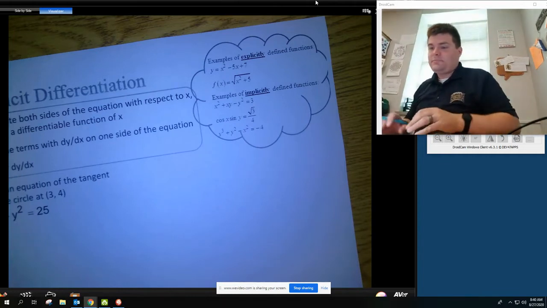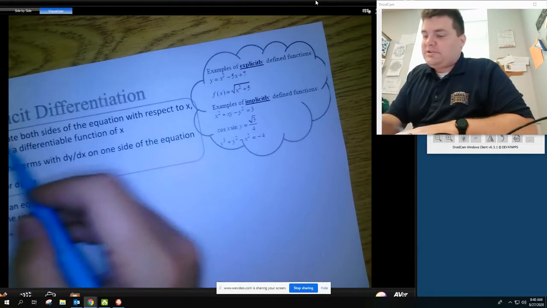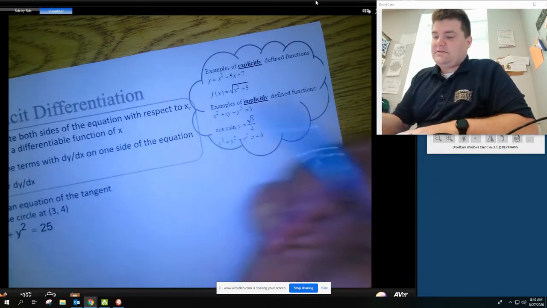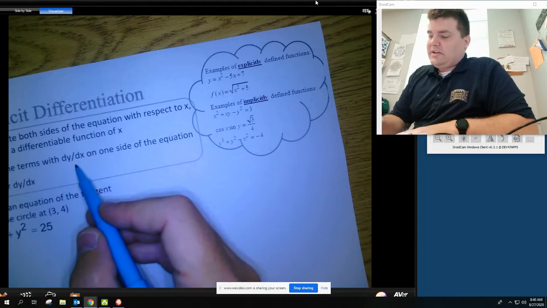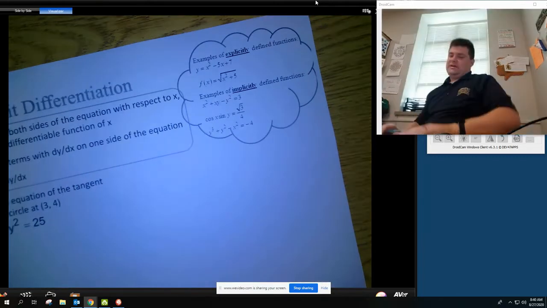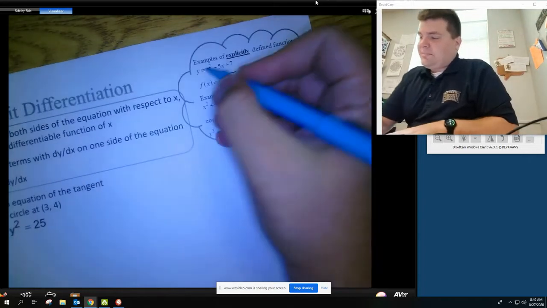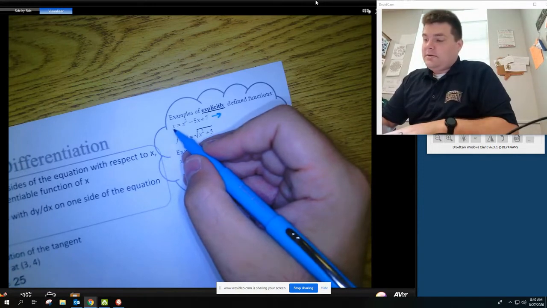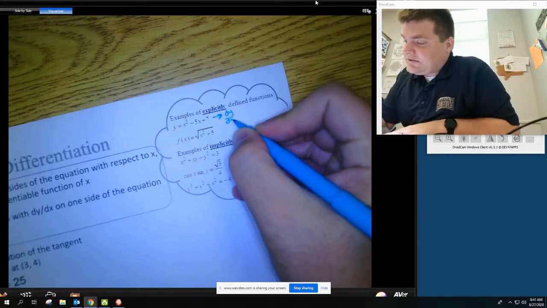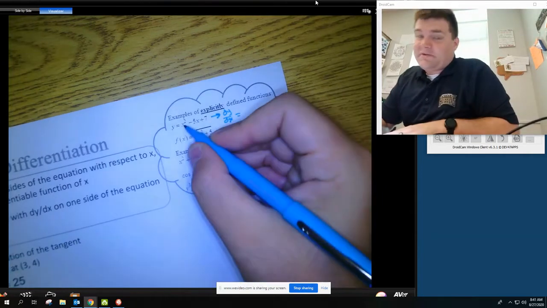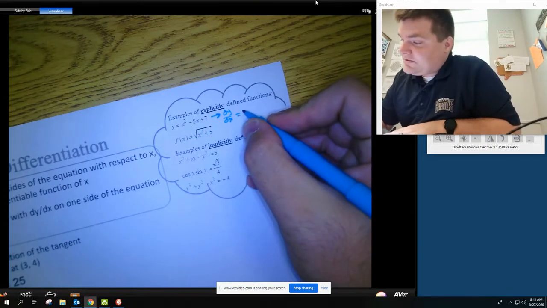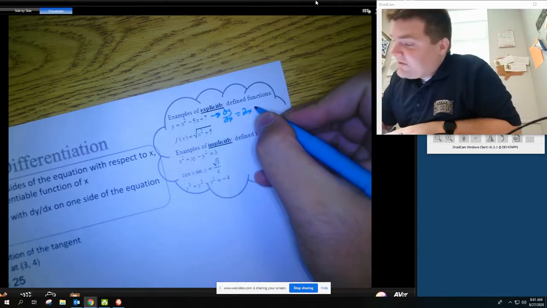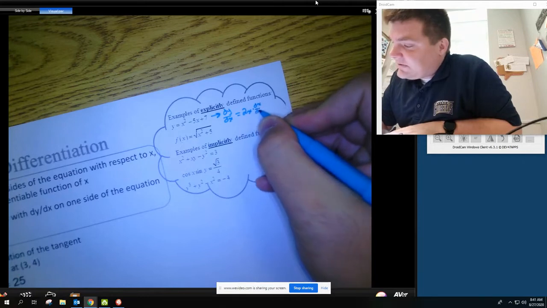Okay. So implicit differentiation is when you differentiate both sides of the equation with respect to x, treating y as a differentiable function of x. We're going to collect the terms with dy/dx on one side, and then we're going to solve for that dy/dx. Okay, so an example like this right up here, if I find the derivative, what's the derivative of y? It's dy/dx equals, what's the derivative of x squared? It's 2x. Now, since I took the derivative of x, it's 2x times dx/dx.